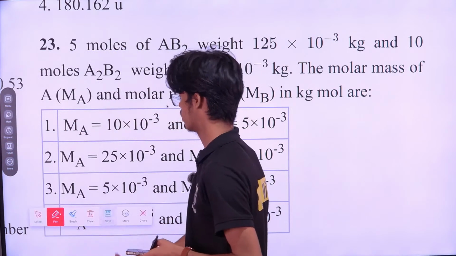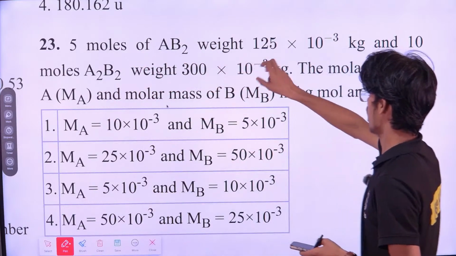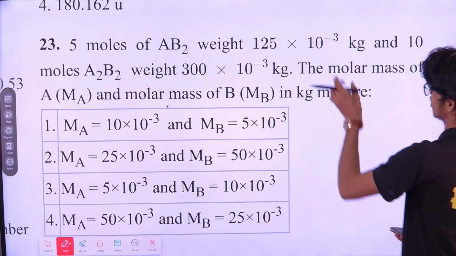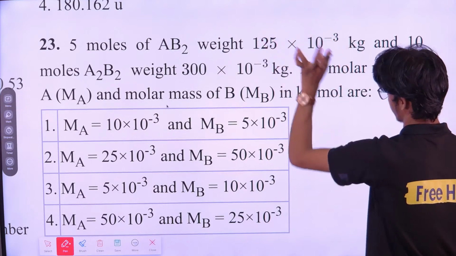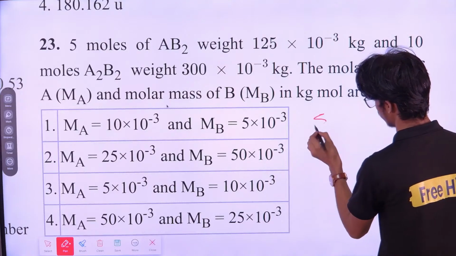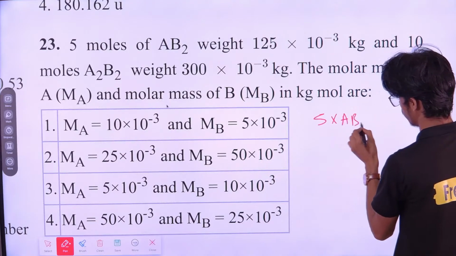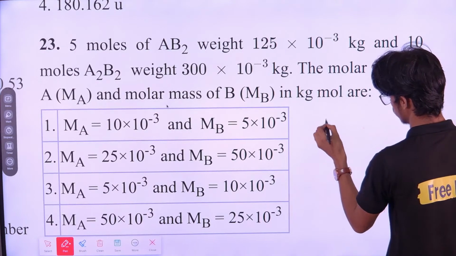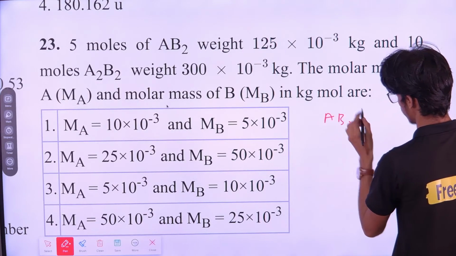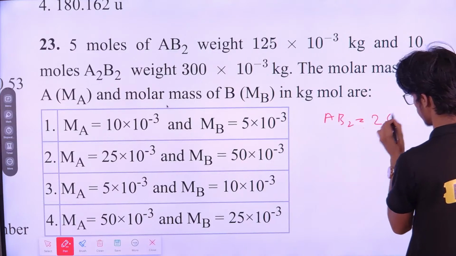Okay, 5 moles of AB2 are weighing this much amount. See, it is 10 to the power minus 3 in terms of kg, so I am going to convert it into grams. So it is 125 grams. Okay, so 5 moles of AB2 is equal to 125. So 1 mole of AB2 is equal to how much? 125 by 5 is 25 grams. Okay, got it?